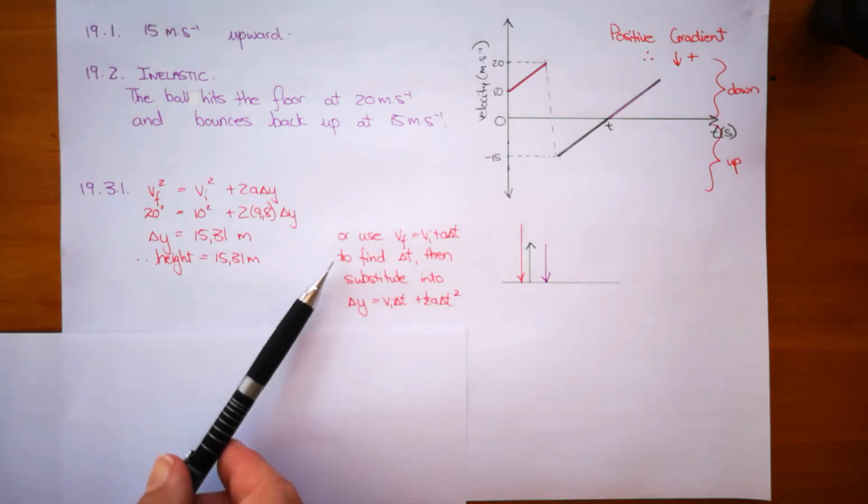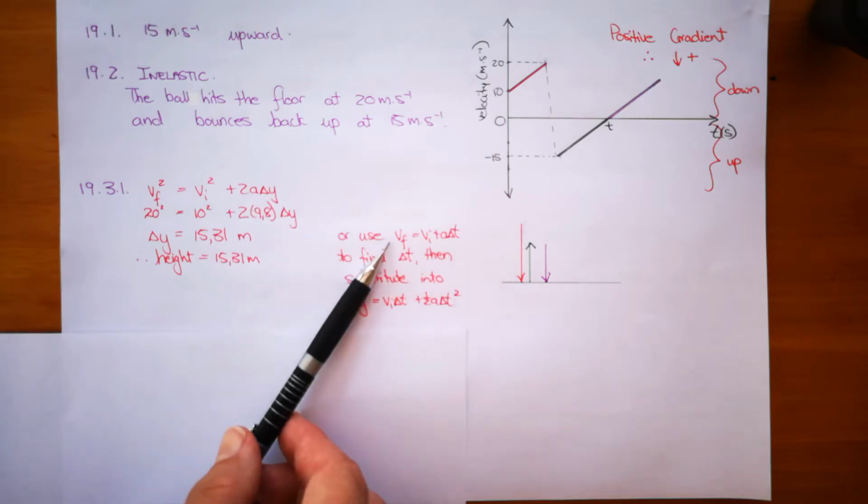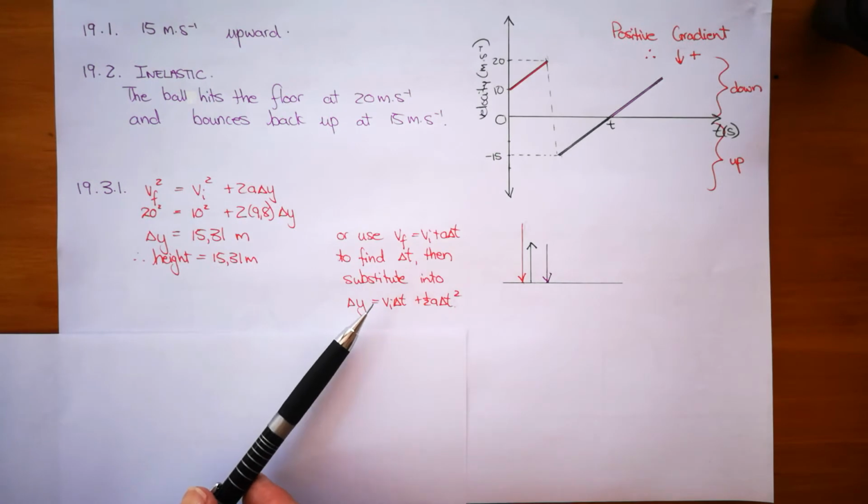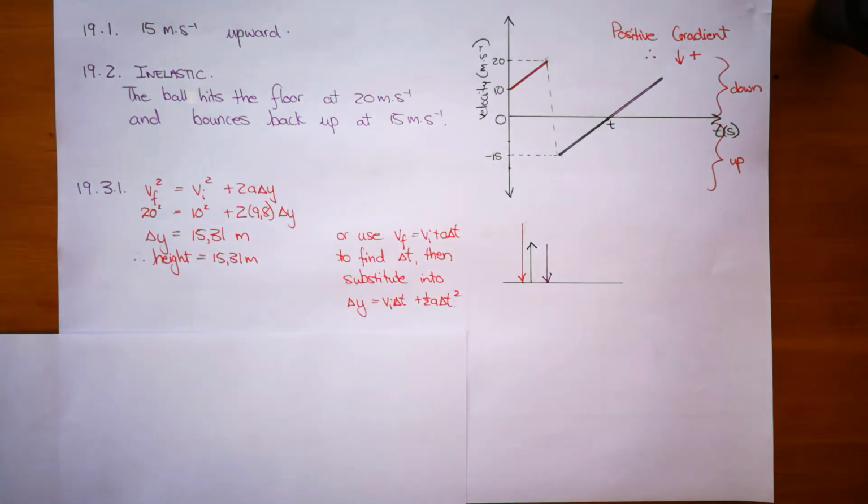You could have done this alternative method where you use that equation to find the time during which it falls. Once you have the time, substitute into this equation, you will get exactly the same answer.